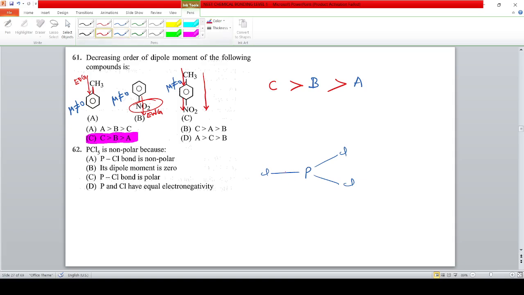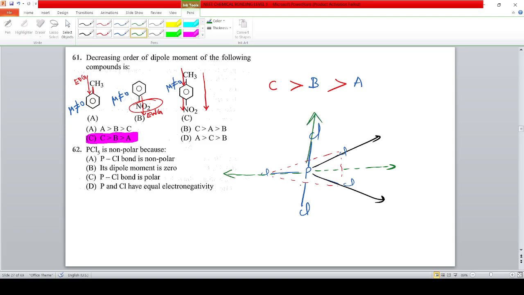This is PCl3, and this is the chlorine above it and this is the chlorine below it. Listen carefully. This one pulls the electron in this direction and this one will pull the electron in this direction, and the resultant vector will be acting here. There is an exact opposite vector, so they cancel each other.